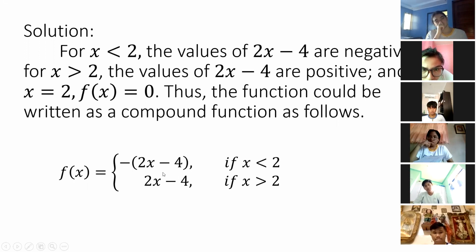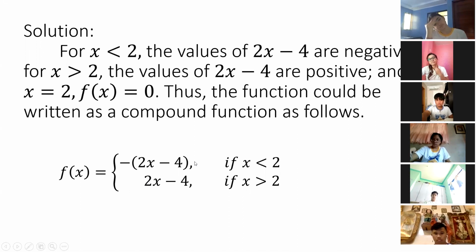The absolute value notation of this expression where x is less than 2 will generate a negative value. However, if x is greater than 2, 3, 4, 5, 6, 7, 8, and so on, if we substitute that to the expression, 2 times 4, for example, is 8 minus 4 is 4, positive. Therefore, this illustration tells us that the two expressions will generate a positive value and a negative value depending on the range of values of your x.